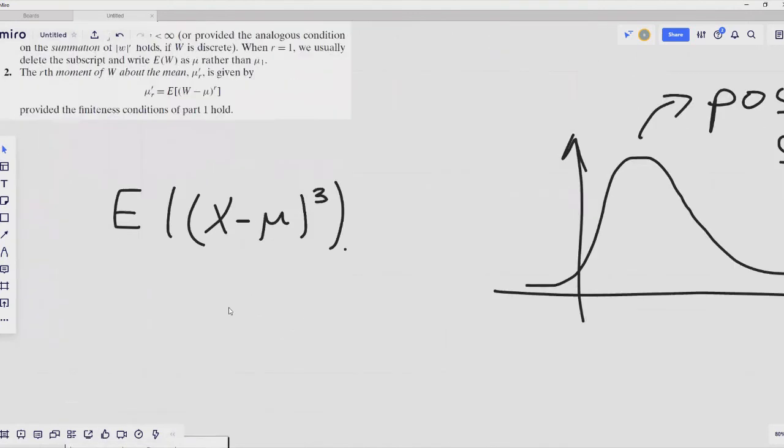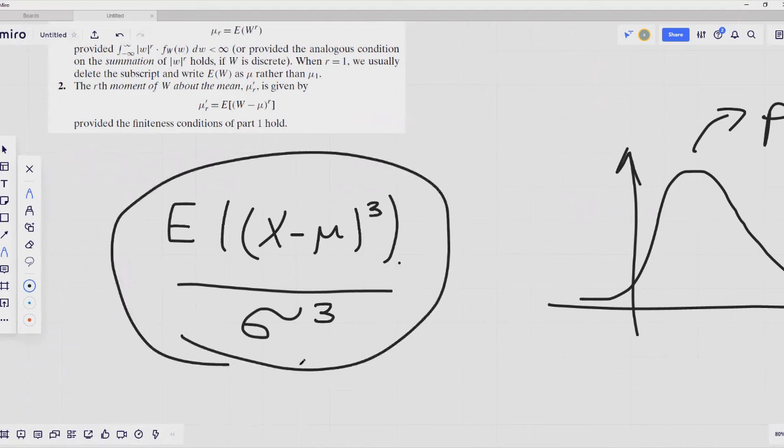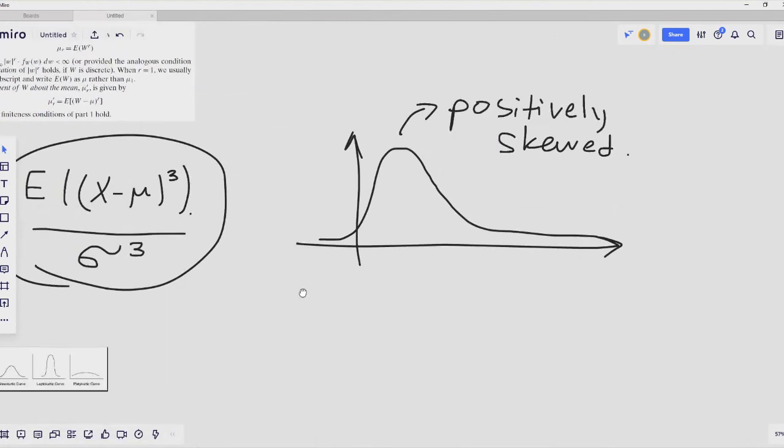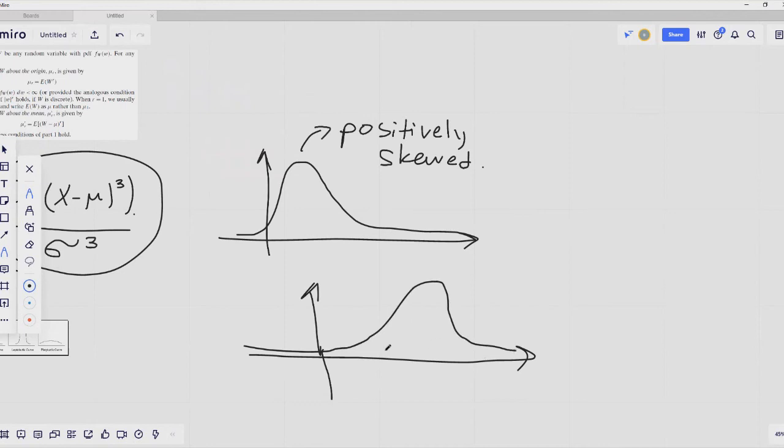Skewness, in practice, is defined as the expected value of (x minus mu) to the power of 3 divided by sigma to the power of 3, where sigma is the standard deviation. If the skewness value is positive, then the PDF of that random variable looks something like this, where its tail extends to the right. In the case when this value is negative, it means that our data is negatively skewed and the tail of the distribution extends to the left.